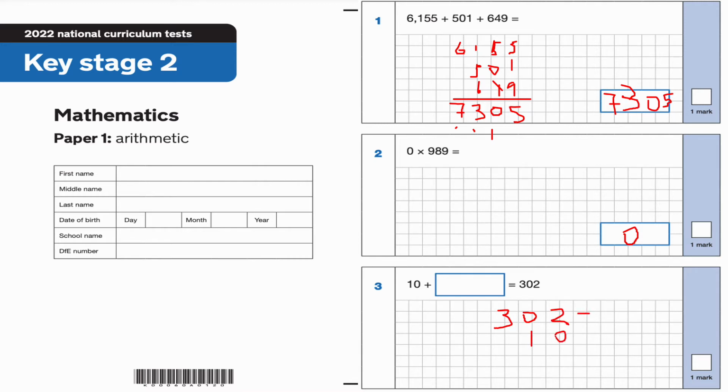2 take away 0 is 2. 0 take away 1 I can't do, so I have to borrow. So that becomes a 2, that becomes a 1. 10 take away 1 is 9, and then 2 take away nothing is 2. So the answer is 292.